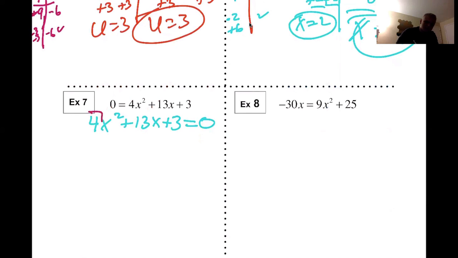Well, look at this. There's an A that's a 4. Ooh, yeah. B and C. So remember, when the A is not 1 and we're factoring, we got to do the grouping method. Okay, so we're going to group. We still look for the product sum.